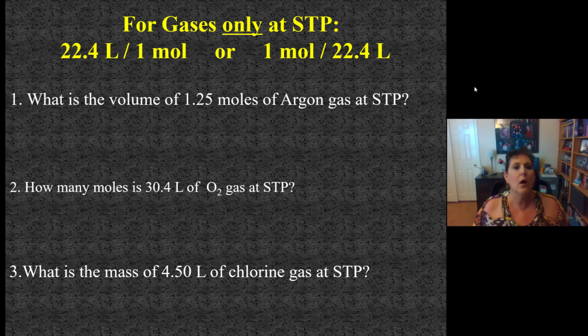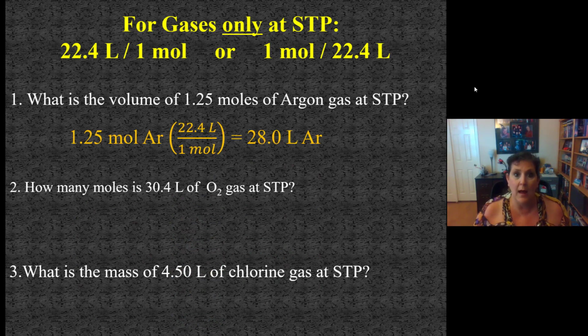Start with what you know. 1.25 moles of argon. Now we're trying to find a volume. We just learned if you have 1 mole, it's 22.4 liters. But we don't have 1 mole. We have 1.25 moles. So we need to multiply by 22.4 liters per mole. So moles will cancel, and we get our 28.0 liters of argon gas.